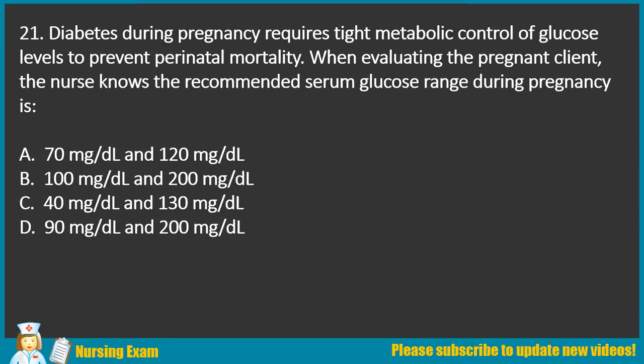Question 21. Diabetes during pregnancy requires tight metabolic control of glucose levels to prevent perinatal mortality. When evaluating the pregnant client, the nurse knows the recommended serum glucose range during pregnancy is A. 70 mg/dl and 120 mg/dl. B. 100 mg/dl and 200 mg/dl. C. 40 mg/dl and 130 mg/dl. D. 90 mg/dl and 200 mg/dl.